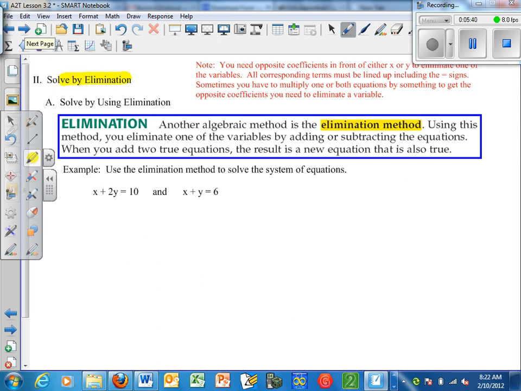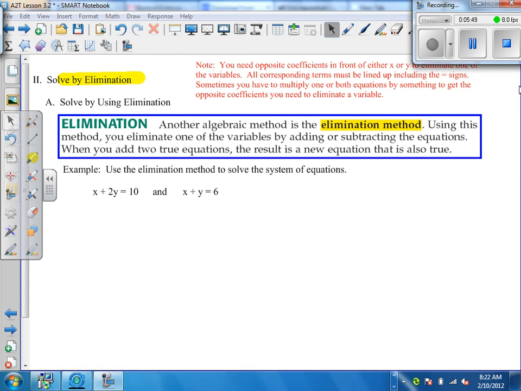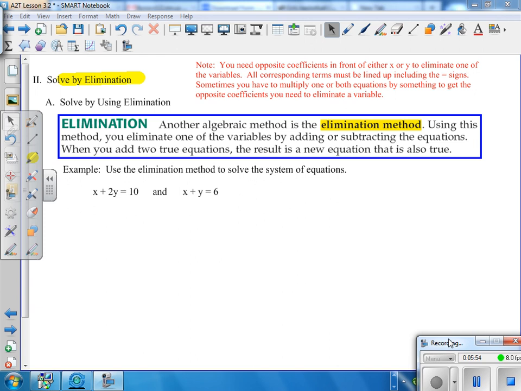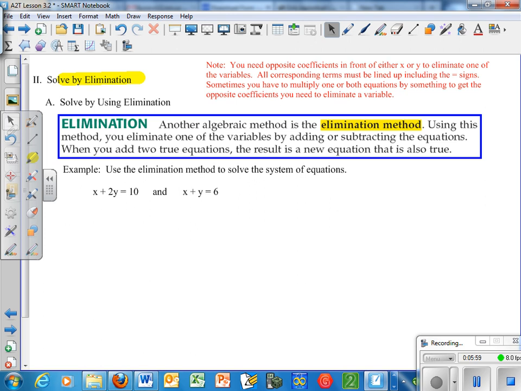Elimination is the second method. And I'll give you some time to get this, what I have in red, down, or pause the video here. And let's actually move this down here. Here's what you need with elimination. You need opposite coefficients in front of either x or y, and if it's not x and y, whatever your variables are, to eliminate one of the variables. All corresponding terms must be lined up, including the equal signs.